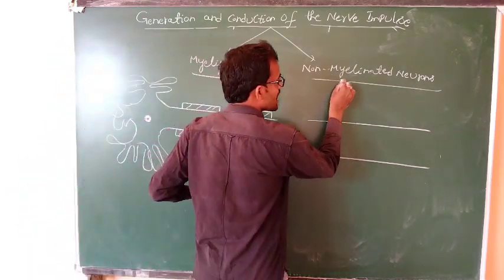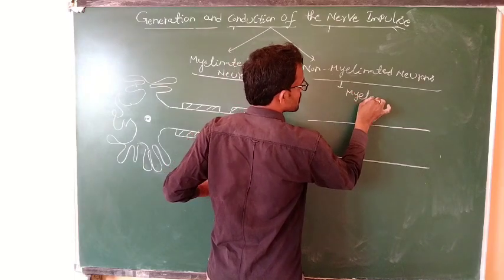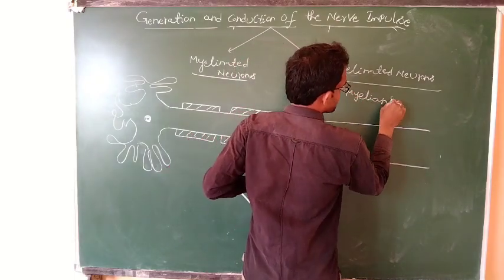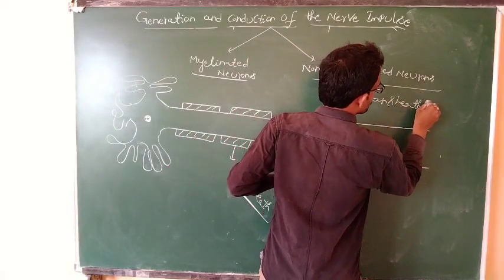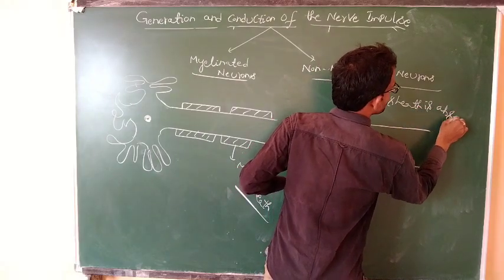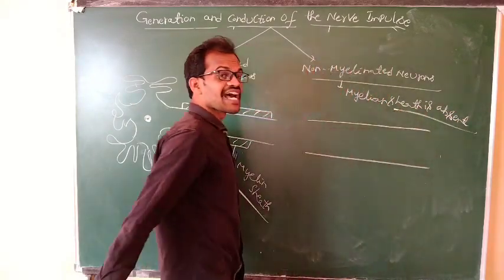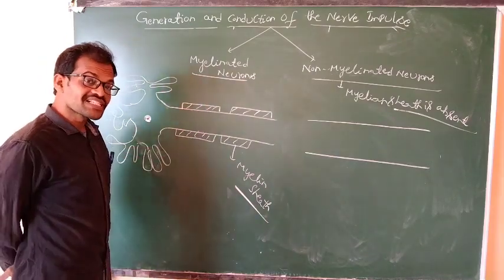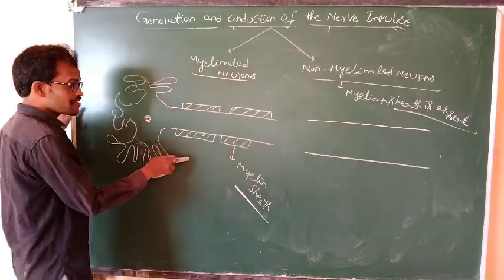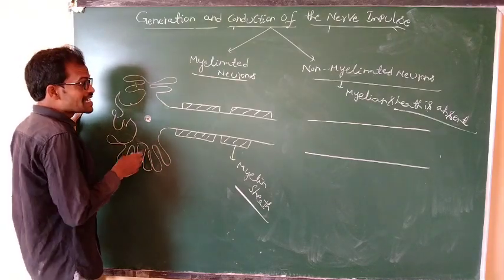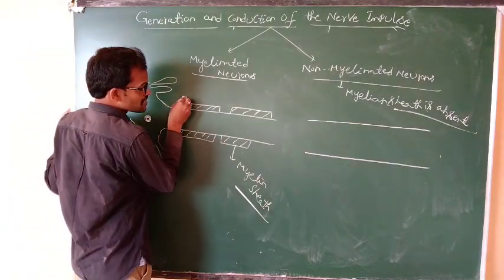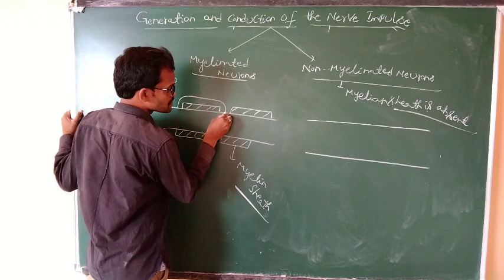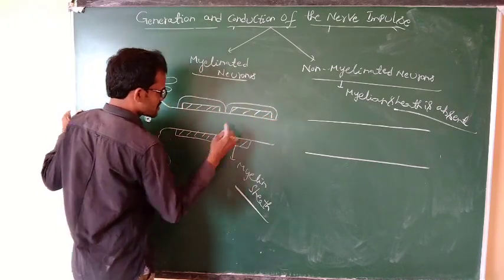But here the myelin sheath is absent. Once the myelin sheath is absent, how are the nerve impulses generated? Here the myelin sheath is present.